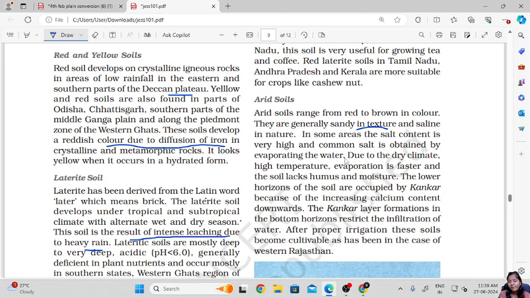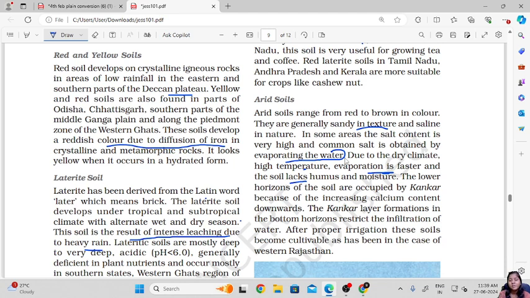Okay, so in some areas the salt content is very high because it is saline in nature, and common salt is obtained by evaporating the water. Due to the dry climate and high temperature, evaporation is faster in this place, and the soil lacks humus and moisture because it is very saline and sandy in nature.